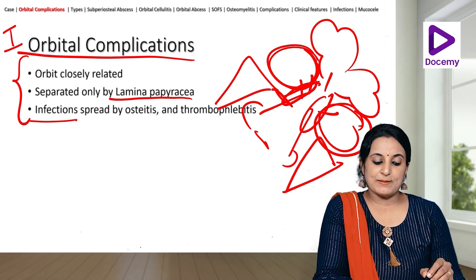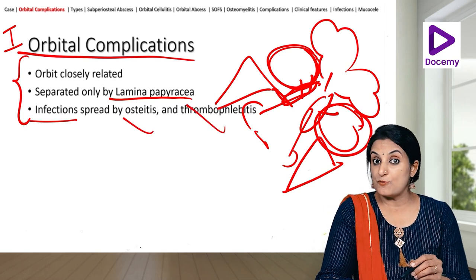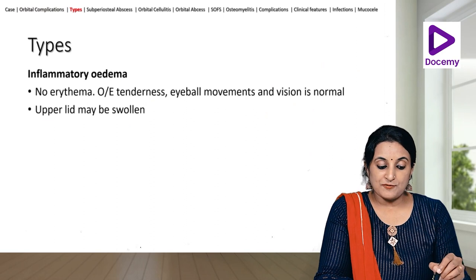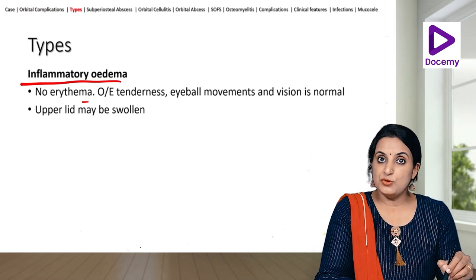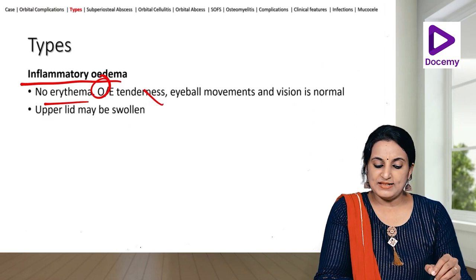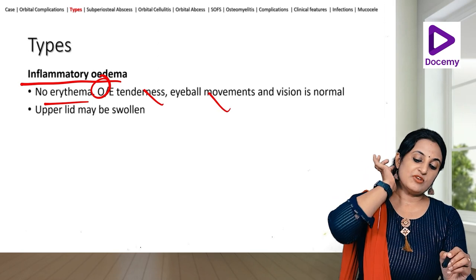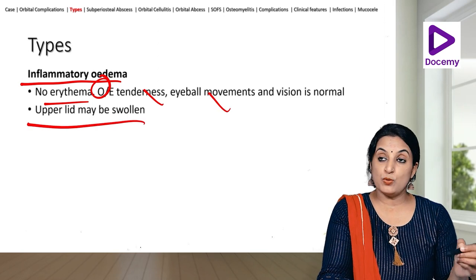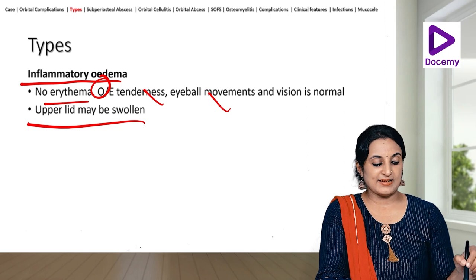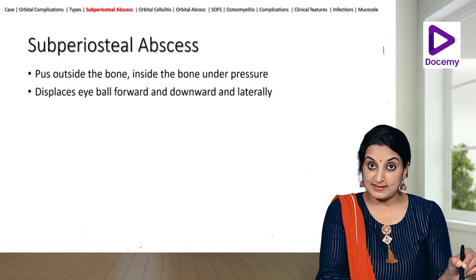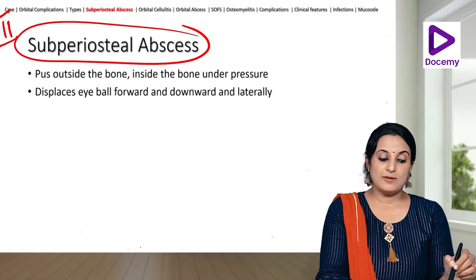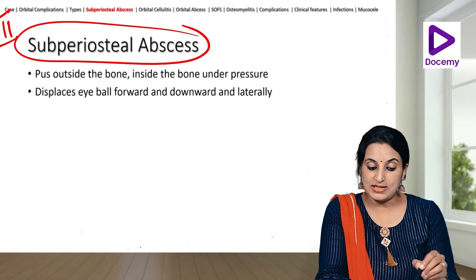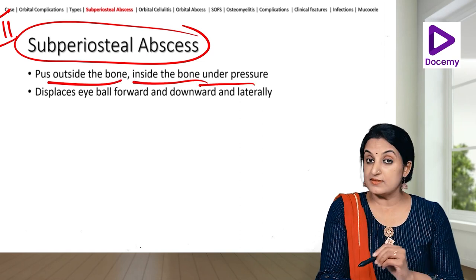So the infection can spread by osteitis as well as thrombophlebitis. There are two types. The first is inflammatory edema, in which there is no erythema. On examination, there's simply tenderness and slight movement, the vision is actually normal, and the upper lid may be slightly swollen. The second type of complication, which increases in degree, is a subperiosteal abscess, in which there is pus just outside the bone, and inside it's under pressure.